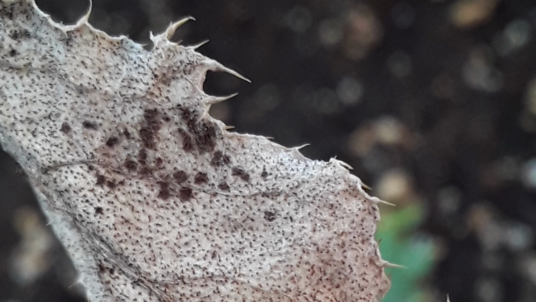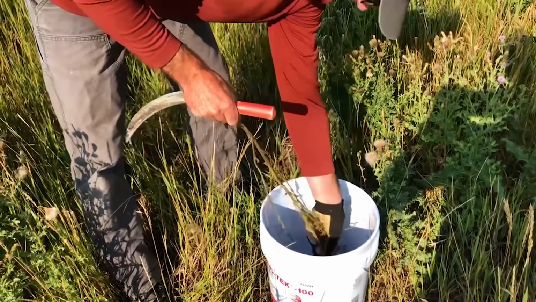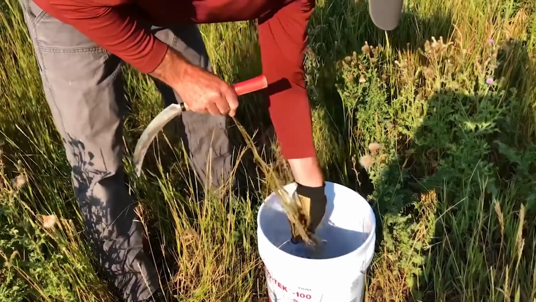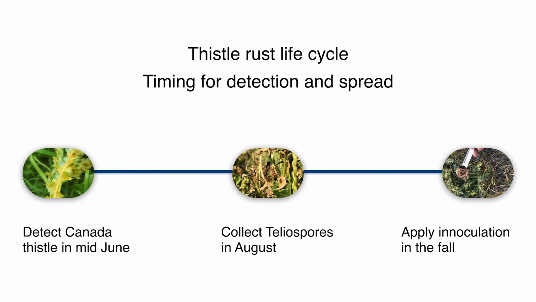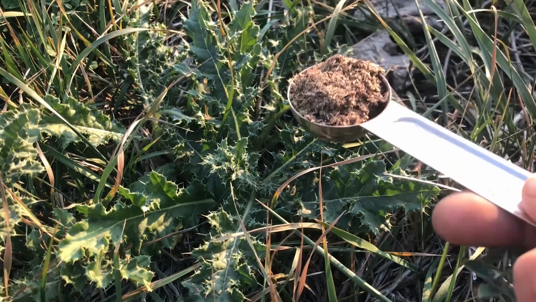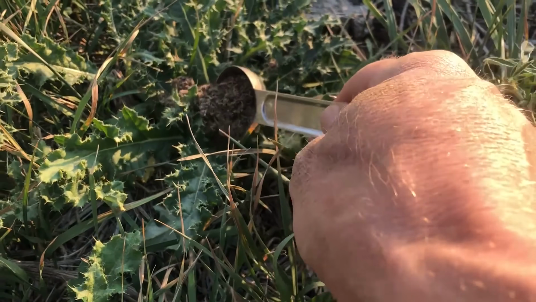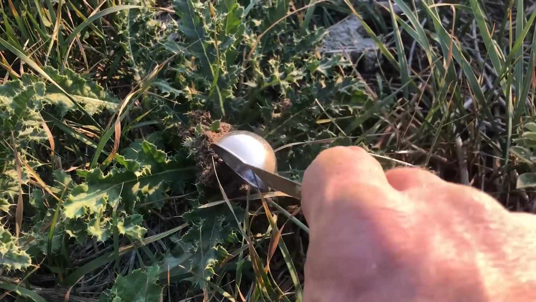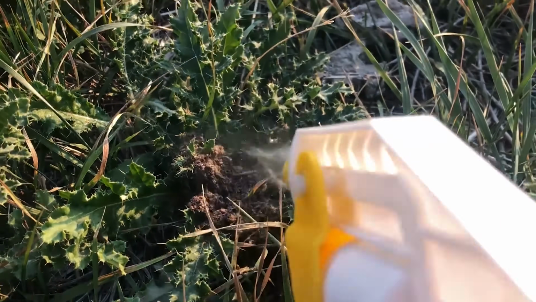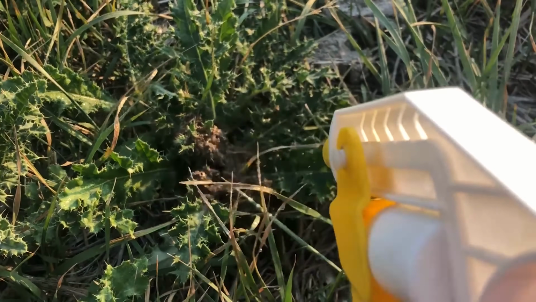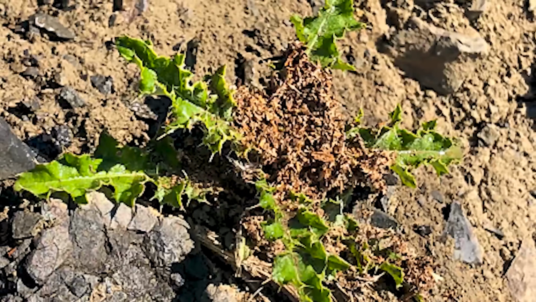So here we have an infected stem, and Dan's cleaning it off by wearing a glove and just scraping all the leaves off of it when it's dry and kind of crispy. We then grind the air-dried thistle leaves that have spores on them. And then in late summer, when there are warm nights and high humidity, we apply a teaspoon of the ground inoculum to new rosettes and spray them with water.